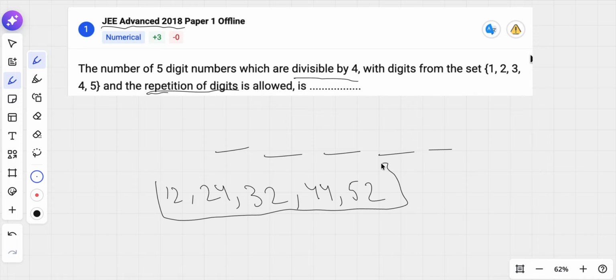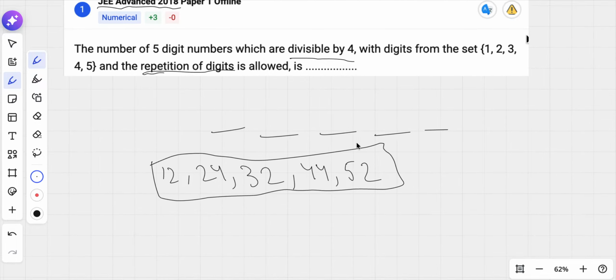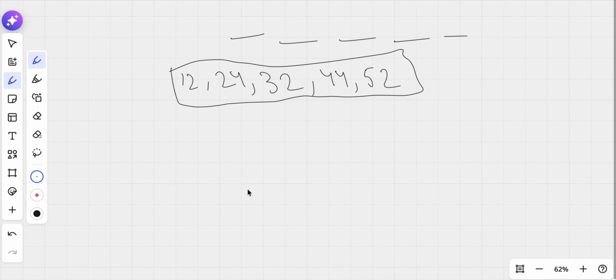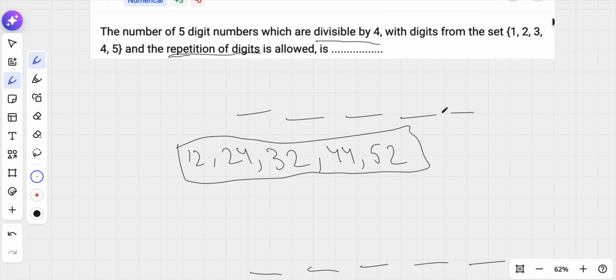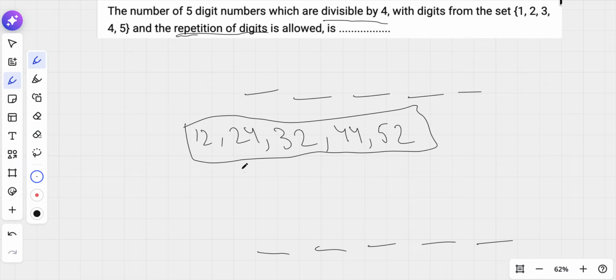These two digits have to be placed at the end. So let us scroll down a bit and let us create 5 cases. Let's just begin one by one. Let us start by saying that 12 are the last 2 digits. This is our first case, which I'm going to write as C1, case 1.